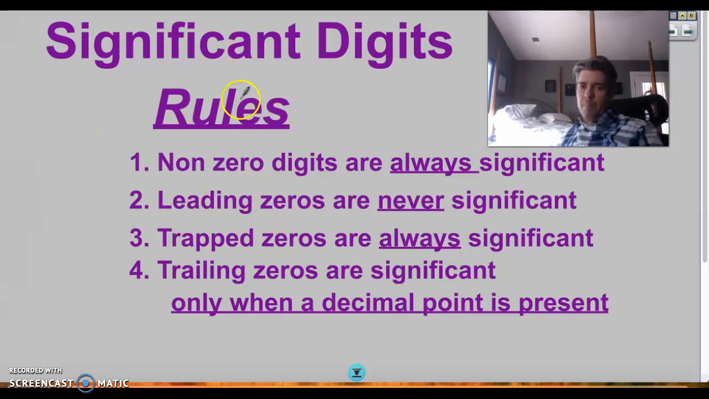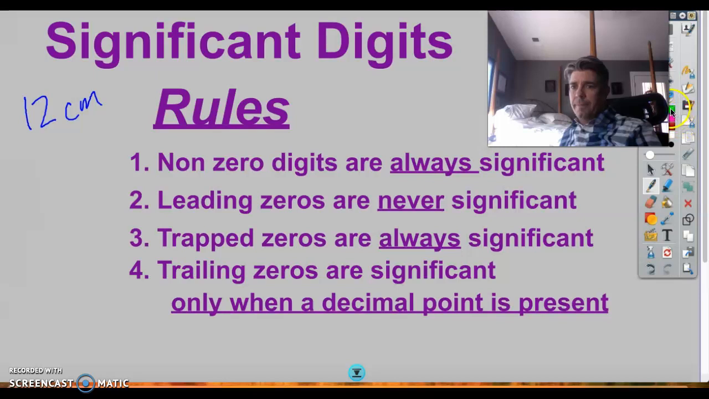So this is when you have a number. Let's just say we had the number 12 centimeters, maybe it was our measurement. All non-zero digits are significant, always. Non-zero digits are always significant. So this would have 2 significant digits, so we have 2 SD.